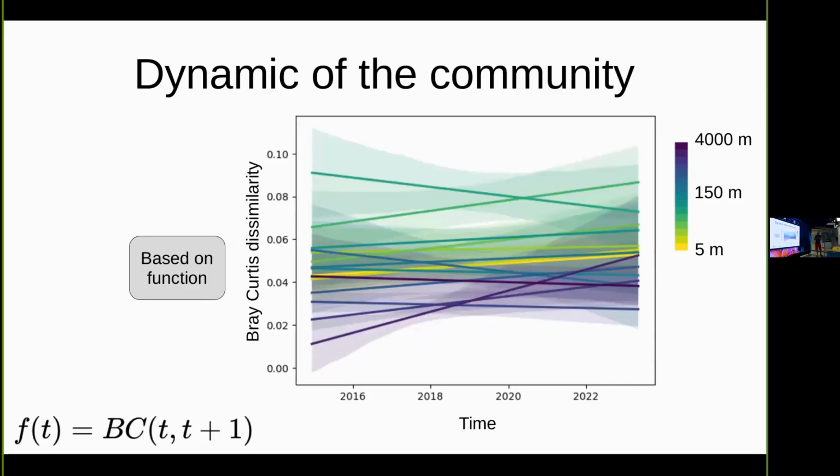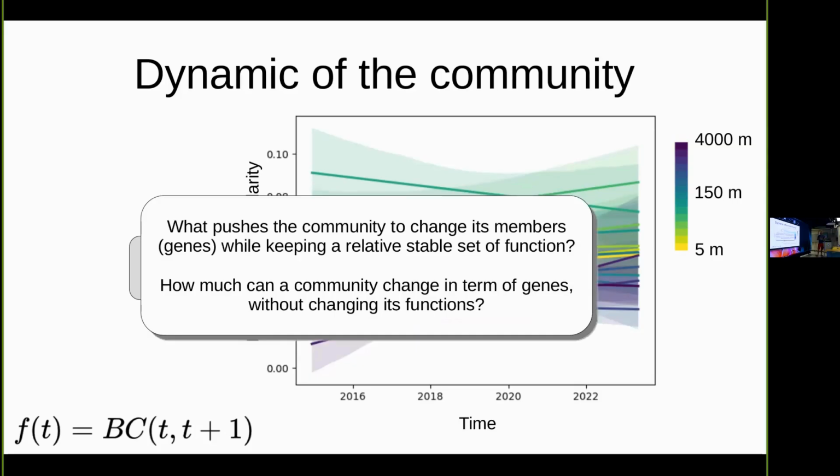And so I did the same thing, but this time, instead of looking at genes, I was looking at function. And I was glad to see that this tendency is not present when you look at the function, which means that the function of the community is rather stable. Its members are not, its genes are not, but the set of functions at least is quite stable.